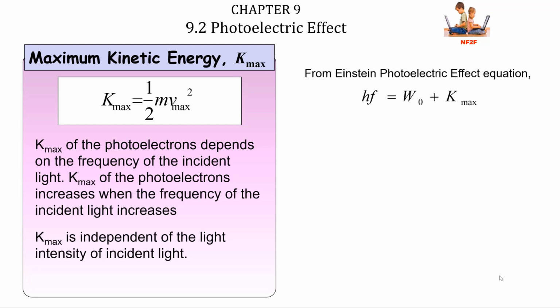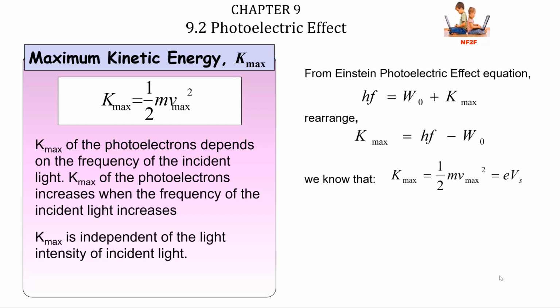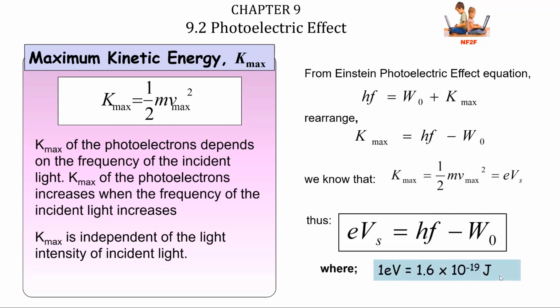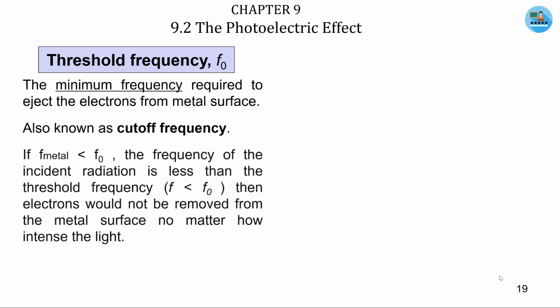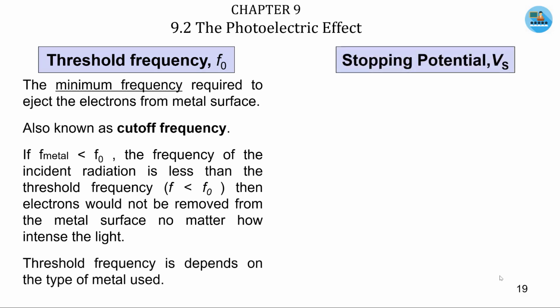When we rearrange Einstein's photoelectric effect equation, and we know that Kmax is half m v max squared, or equals eVs, thus we can get that eVs equals hf minus work function. Threshold frequency f naught is the minimum frequency required to eject the electrons from a metal surface, also known as a cutoff frequency. So threshold frequency depends on the type of metal used.